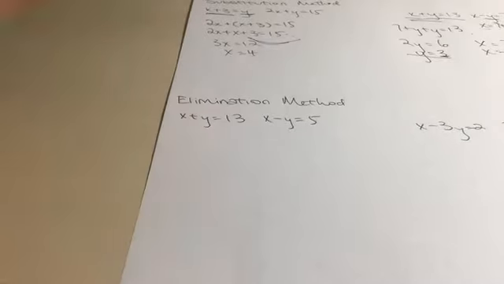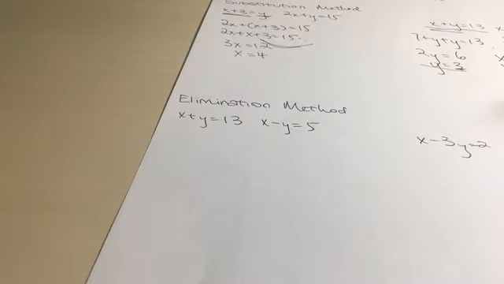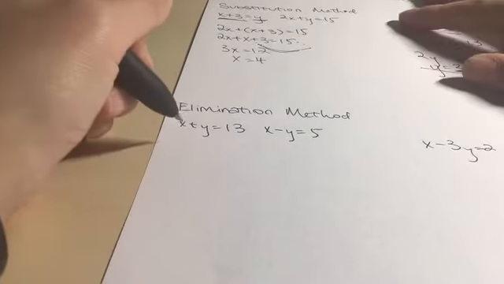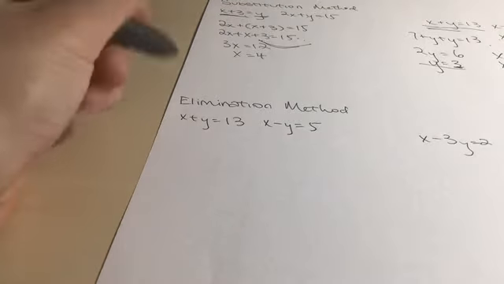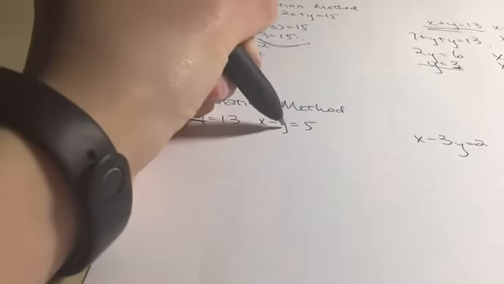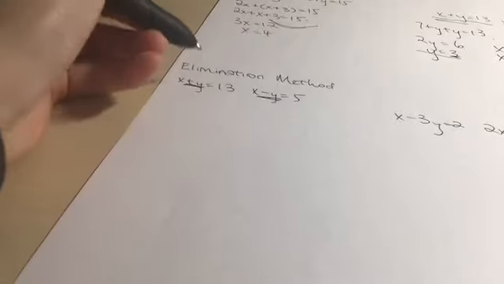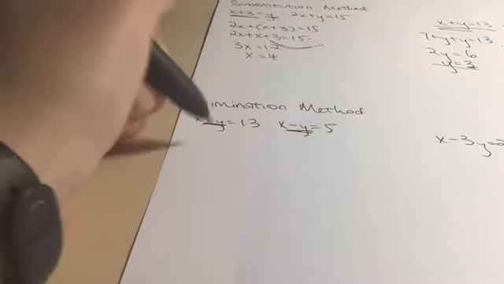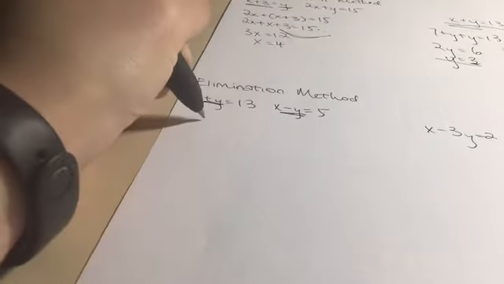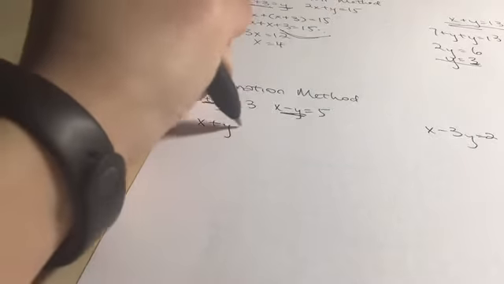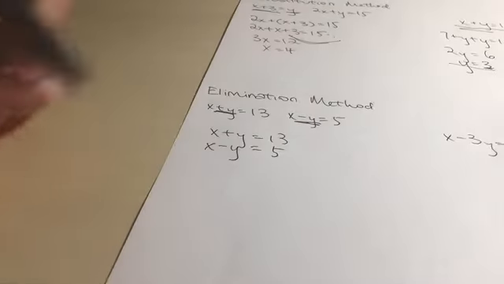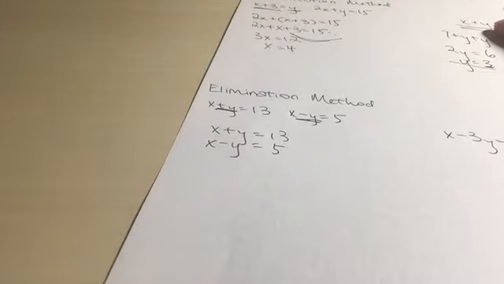The other method is the elimination method, and it is not very simple. You see how this is a plus sign and this is a minus sign. You want to combine these two equations to make one equation. I'm going to write it out so it'll be a bit more clear.